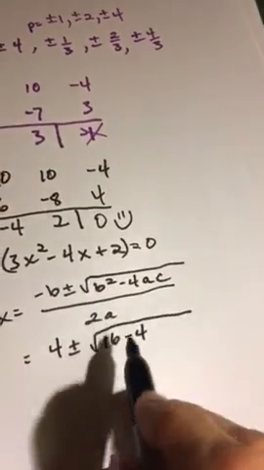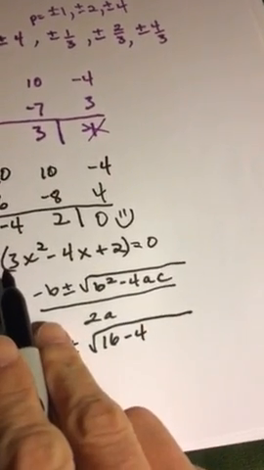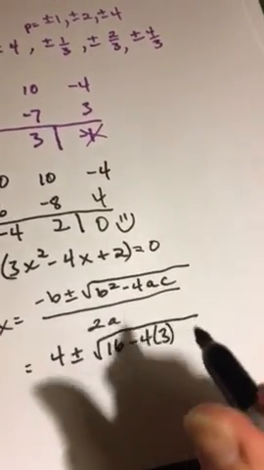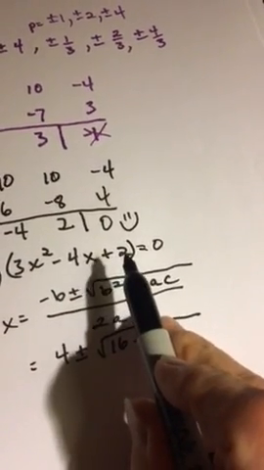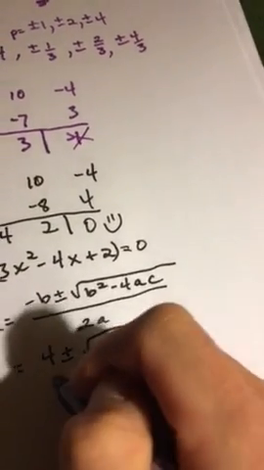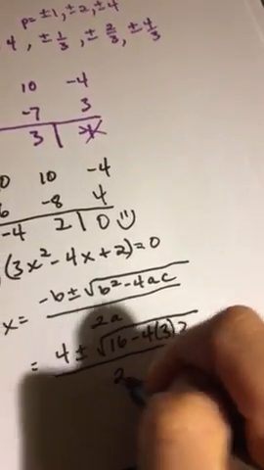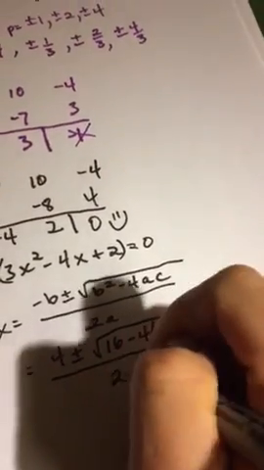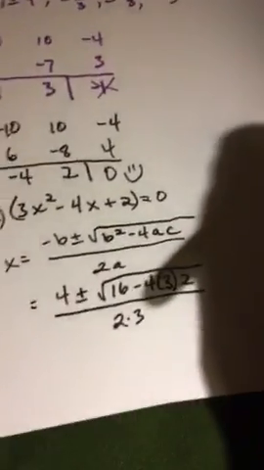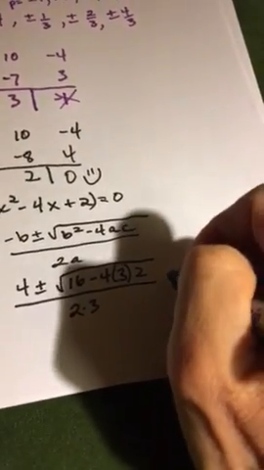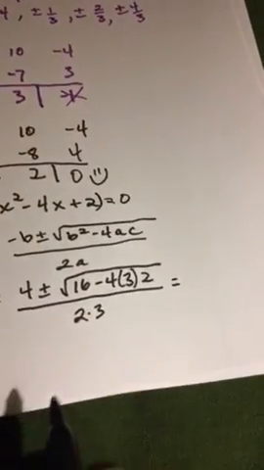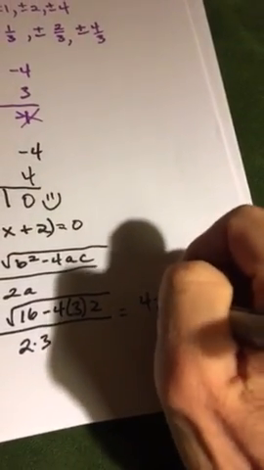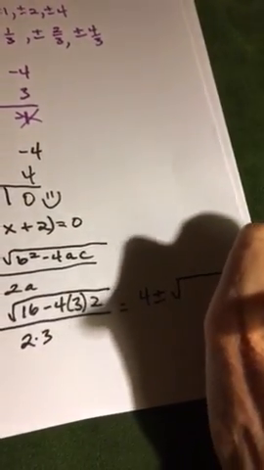Minus 4 times a, which is the 3, times c, which is the 2, all over 2 times a, and our a is 3. Okay? So let me go ahead and work off to the side because I'm running out of room. So we have 4 plus or minus, just simplifying at this point.